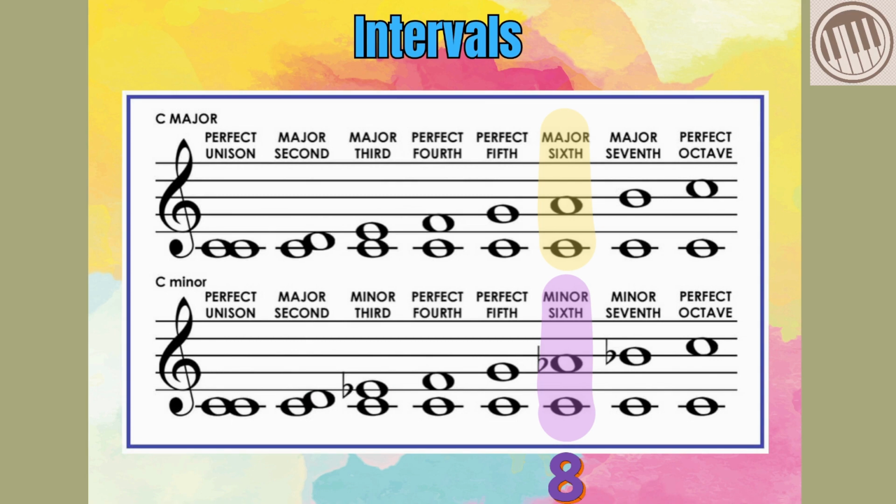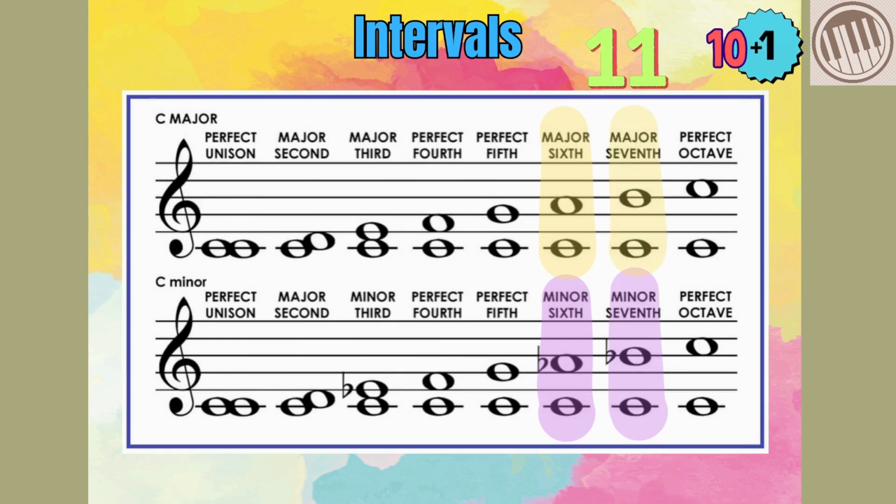And a major interval will always have 1 semitone more than the minor interval. So if a minor sixth has 8 semitones, a major sixth will have 9 semitones, 8 plus 1. And the minor seventh will have 10 semitones apart, and the major interval will have 10 plus 1 equals 11 semitones. Let's take a listen to each of these intervals.